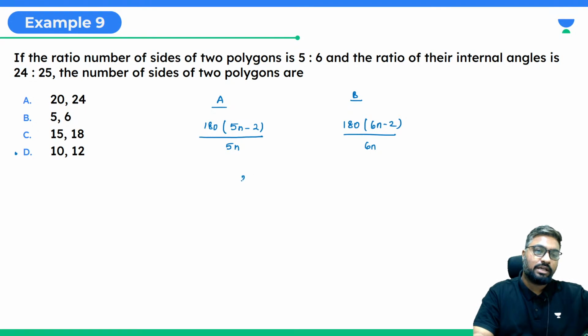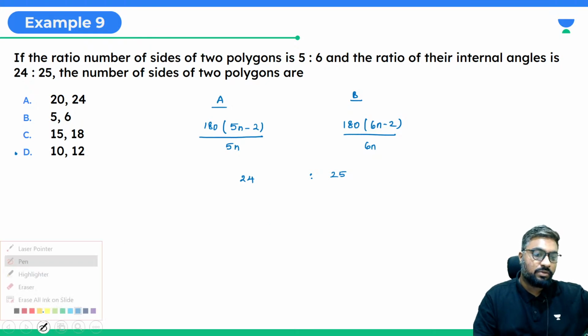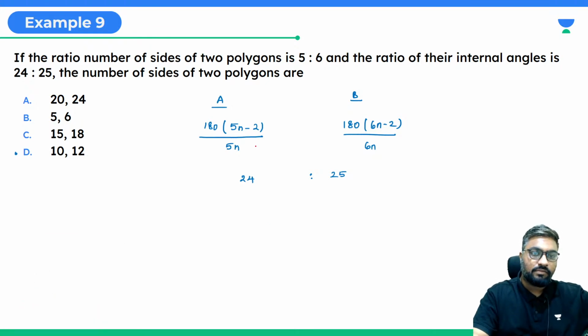ये जो है ये 24:25 के रेशियो में होना चाहिए. Yeah, so what we'll do here is, look, cancel things off here first. पहले cancel कर लो, right? n gets cancelled. This is 5 1 times, this is 5 90 times, 36 times. Same way, this is 6 1 times, 6 30 times. Okay.